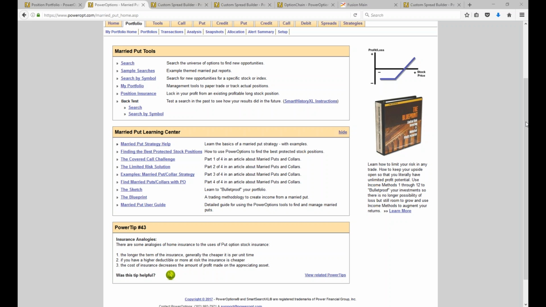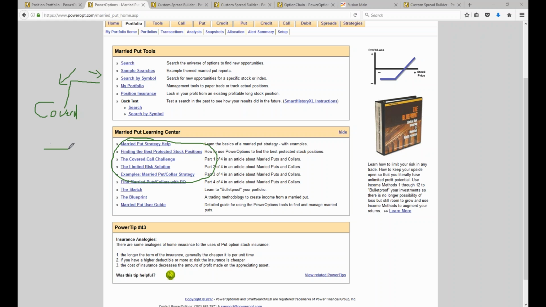Okay, but what I'm saying here, Betty, is I just sent you the link, powerop.com/married_put_home.asp. I want you to read these 4-part articles because you're trading stock right now. So that means there are 3 strategies you're really looking at, to be simple. Covered call, which we talked about, where you own the stock, you sell a call, it caps the gains, but it leaves the downside open. So that's a covered call.